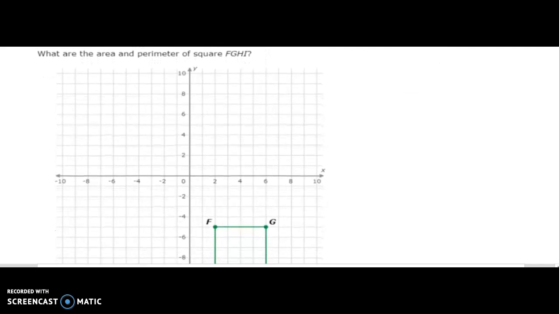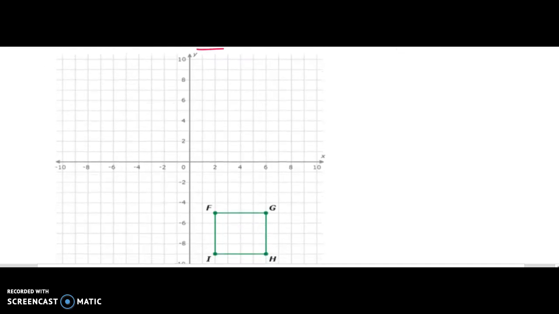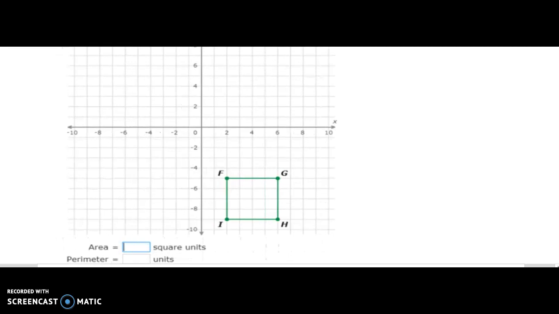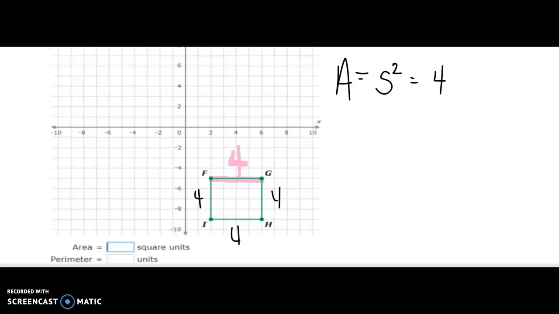Now we have to know the area and the perimeter, and again, they were nice enough to tell us that it was a square, so all I have to do is find one length. So again, you can just count the spaces. 1, 2, 3, 4. So that is 4. So this would be 4, and that would be 4, and that would be 4. So the area is side squared, and your side is 4, and if we square it, 4 times 4 is 16. The perimeter is all of them added up.